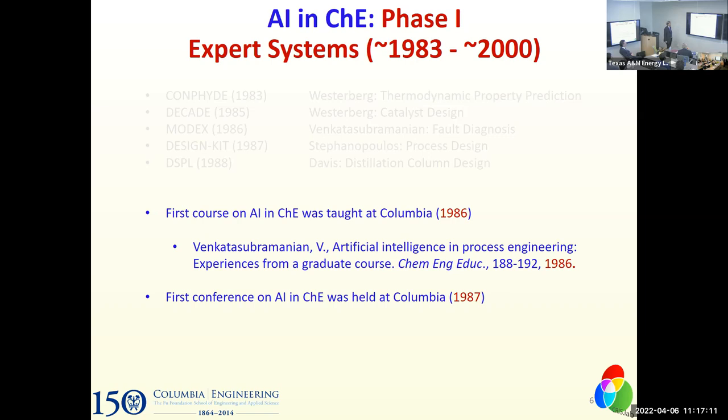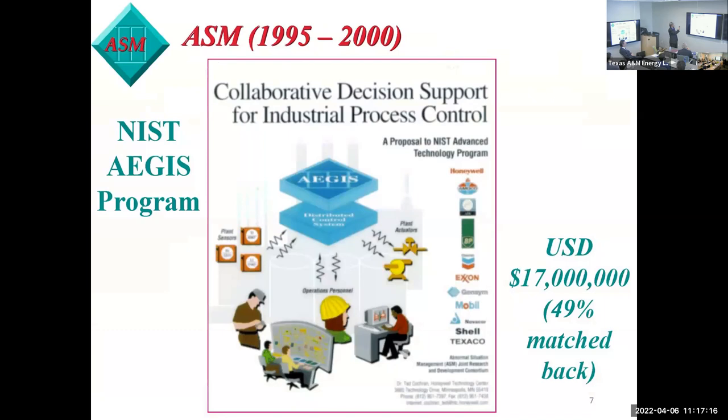So let me give you a couple of highlights from that expert systems era. This was a project called the Abnormal Situation Management Project, ASM project headed by Honeywell and with participation from all the major oil companies. At that time, Exxon and Mobil were two separate companies. And so this was a program that was funded at the tune of about $17 million. Half of it came from the US government, from NIST, and the other half came from these participating agencies.